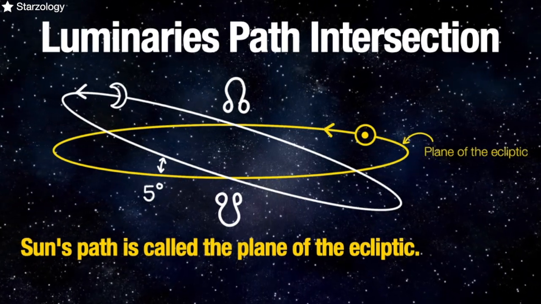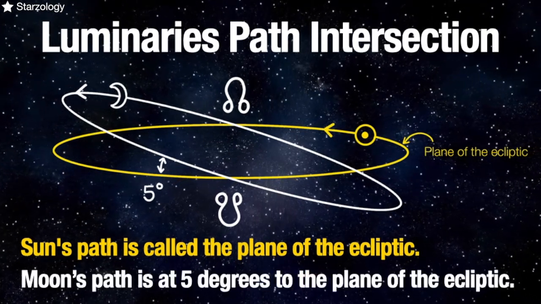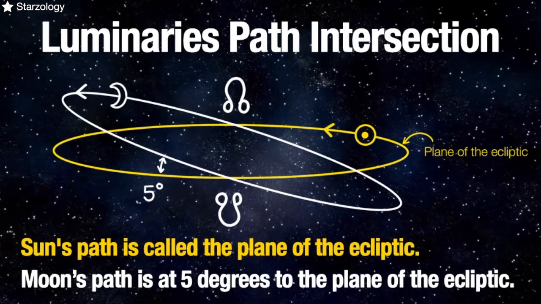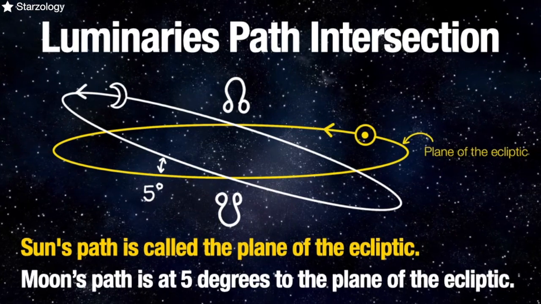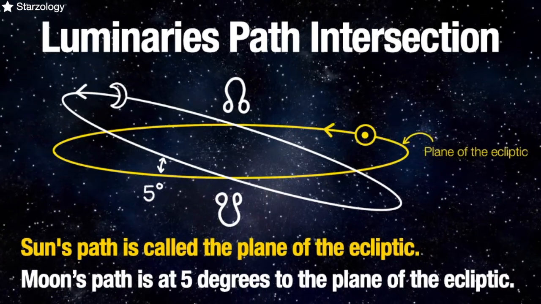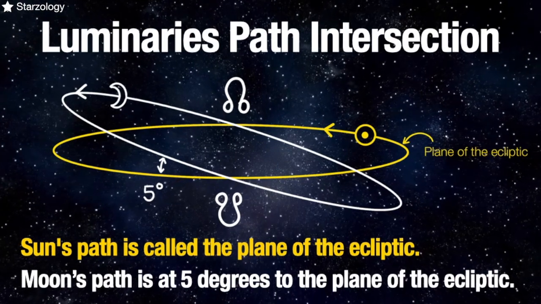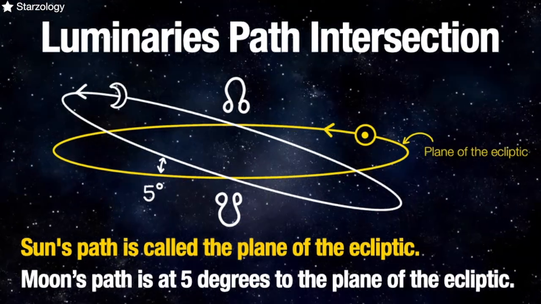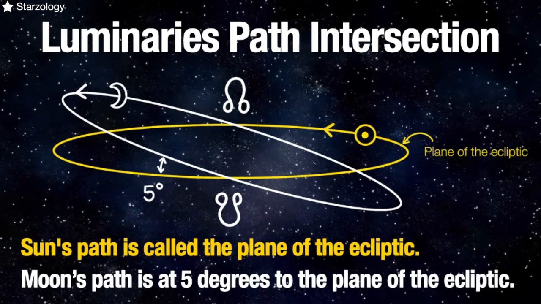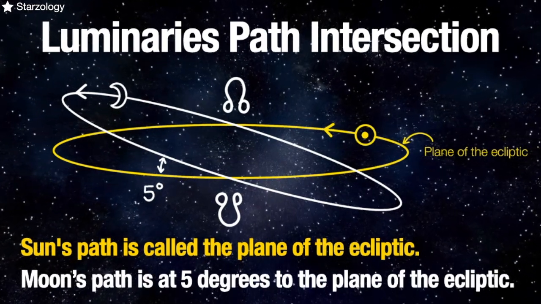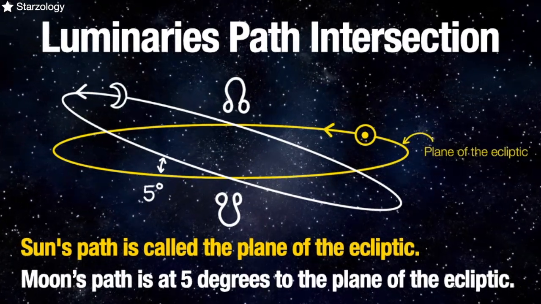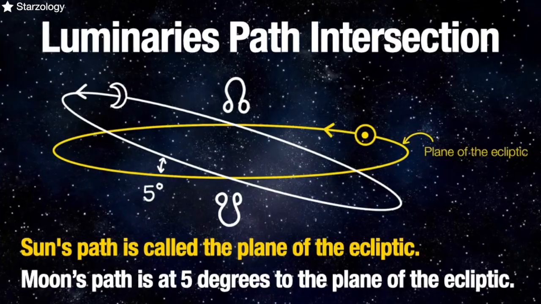The sun goes round and we see it up in the sky, and then the moon's path is angled at 5 degrees to the plane of the ecliptic. So the moon's path intersects the sun's path twice a month as the moon is going round. When the moon is crossing the plane of the ecliptic moving north, we get the north node, and when it is crossing the plane of the ecliptic moving south two weeks later, we get the south node. So the nodes are always opposite each other in a chart.